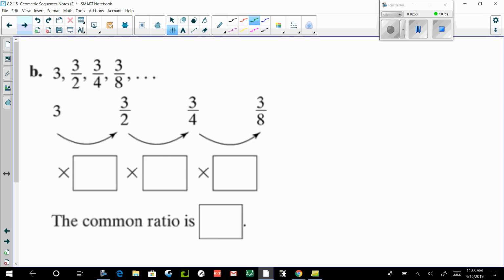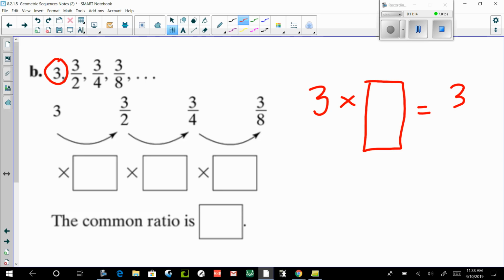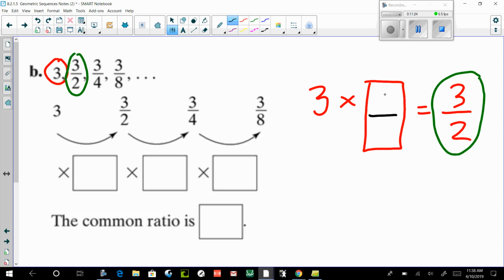This sequence is one that I would really stress you take the time to look at and pay close attention to. We are actually multiplying this time by a fraction. So if you look at our first term here, you have to ask yourself, 3 times what is going to end up with 3 over 2? Because 3 over 2 is our second term. So we're just looking at how we go from our first term to the second term here, circled in green. And the answer is simply this. You have to multiply by 1 on top and 2 on the bottom.